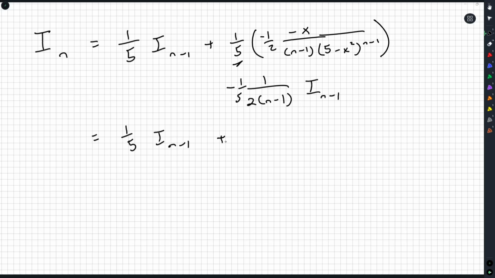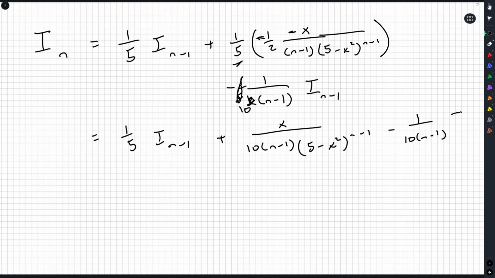It was an integration by parts. Let's see, the minuses will cancel out. We'll have x over 10 n minus 1, this guy here. And then we'll get 10 here, so minus 1 over 10 n minus 1 I n minus 1. It was integration by parts, but it just took us a little while. The last thing to do is sort of combine these. So let's get a common denominator.